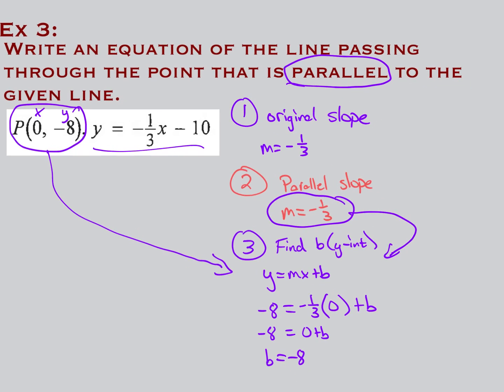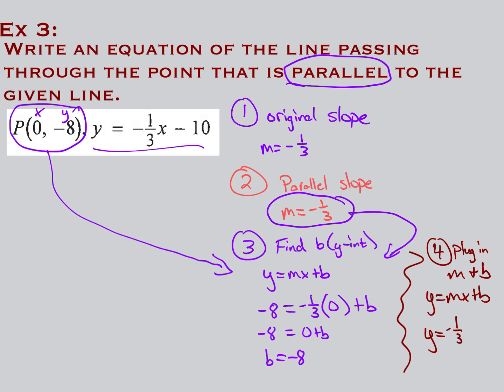Okay. And then the last step is to simply plug in m and b, right? In our final equation. So y equals mx plus b. What do we do with the y? Leave it as y. What's the m? Negative 1 over 3. What's the x? Leave it alone. And then what's that b? Negative 8. Minus 8. There's our perpendicular equation.